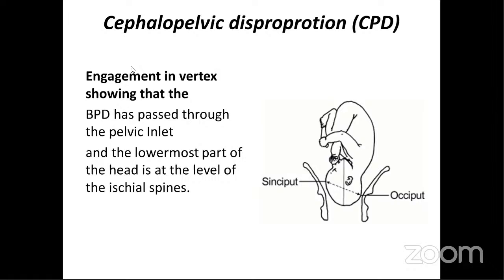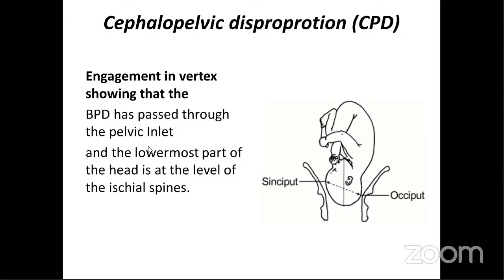One thing you have to remember is that CPD can occur at any level of the pelvis. It might occur at the inlet, the mid cavity, or the outlet, but most of the time CPD at the inlet is what is generally termed as CPD. And one important cardinal movement we learned in the previous class is engagement. In a vertex presentation, we say the head is engaged when the BPD, or the biparietal diameter, has passed through the pelvic inlet, right? That is what is termed as engagement.